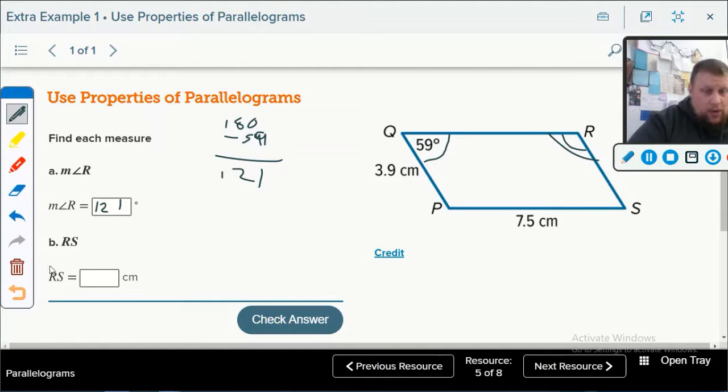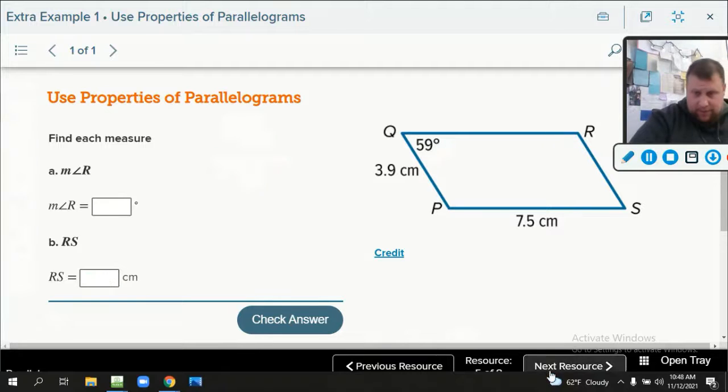And now we want to know the length of RS. Well, QP is congruent to RS, so if QP is 3.9, then RS is also 3.9. That's it. Write it down. Let's move.